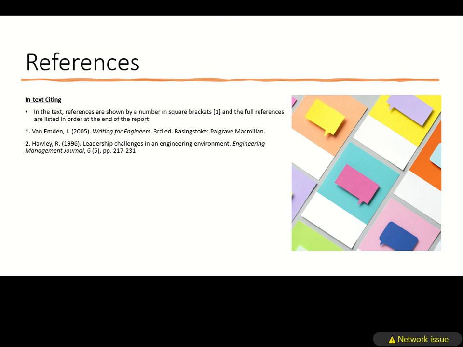Okay, and then you can see here. What is reference number 1? It's a book. Who wrote the book? This guy. When did he write the book? This year. Okay. Who published the book? These people. Okay. What is the title of the book? This is the title of the book. Got it? Okay. So this is what will appear in the report, and this is what will appear at the end of the report in the list. Clear?